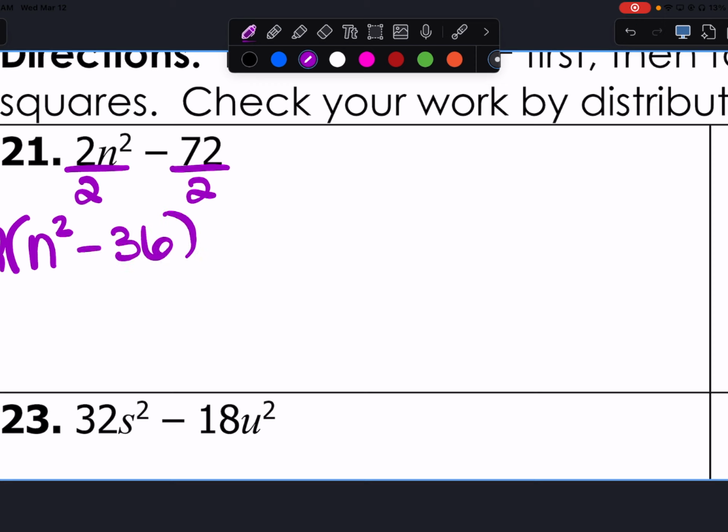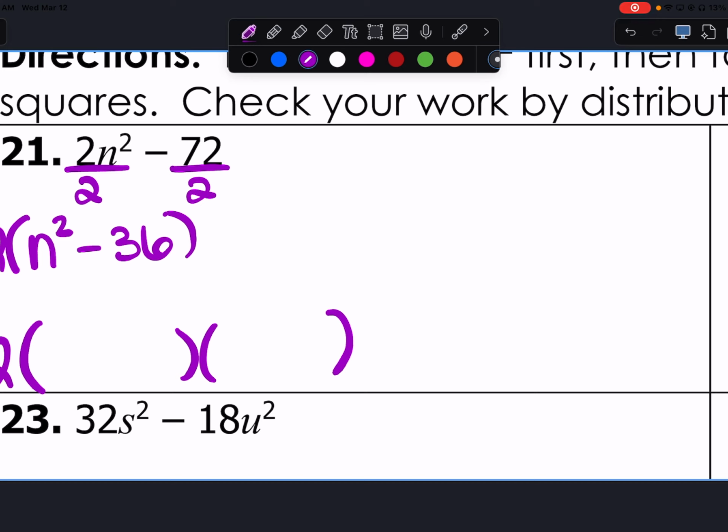Now, what do you notice about what's inside the parentheses? That's a difference of squares, right? It's not a perfect square, it's a difference of squares with perfect squares. Now, for this one, we keep factoring. It's just got an extra step. So we take that 2 and we leave that 2 in front, and then we do the rest of it just like we've been doing.